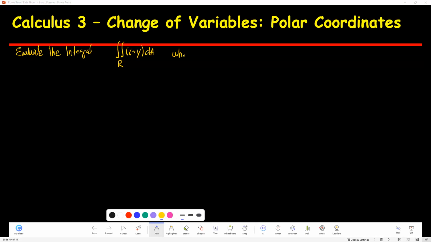where R equals, such that, 1 less than or equal to x squared plus y squared, which is really r squared, and this is the first condition given. And the second condition, x is less than or equal to 0.